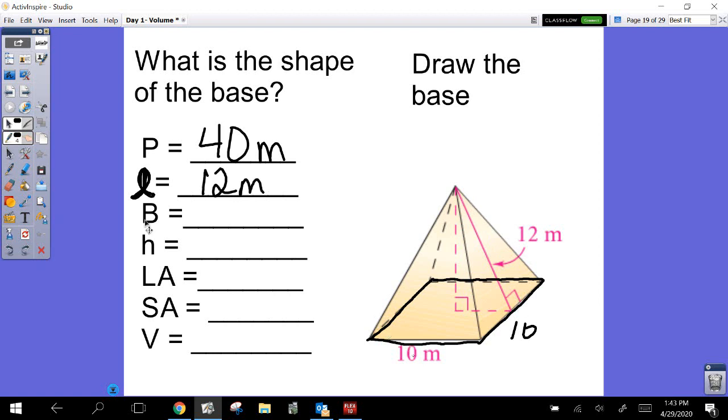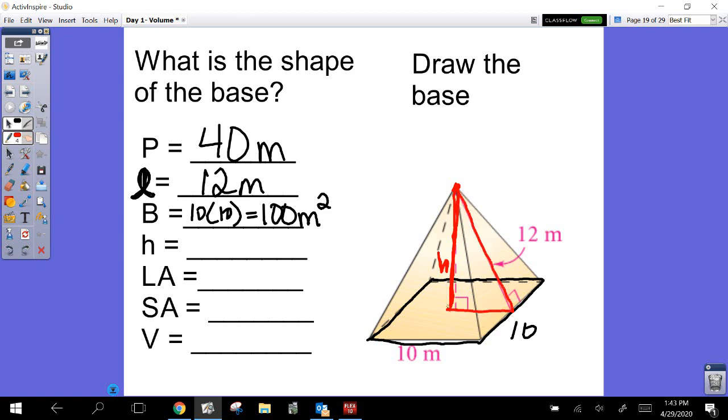What would be my big B, my area of the base? Area of the base is 10 times 10, which is 100. And since it's area, it's meters squared. Now, my height is where we get interesting. How do I find the height? Remember, that's the apex to the center. So I want to know what that is.